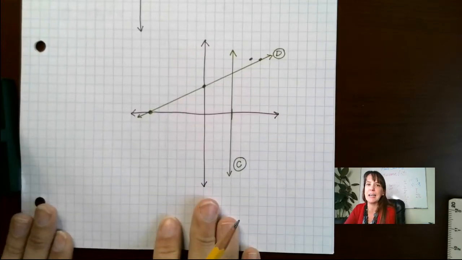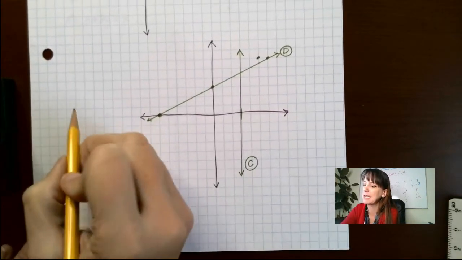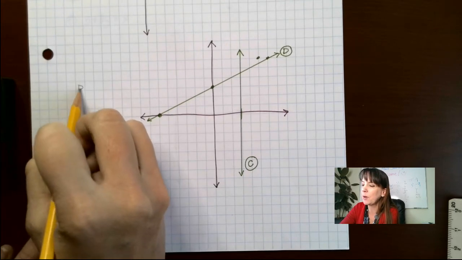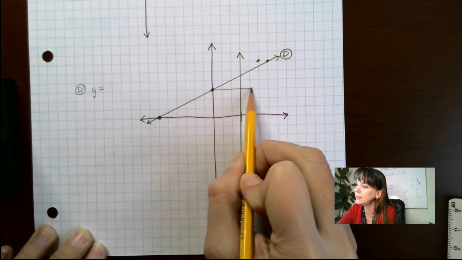Now let's take a look at these guys here. Ignore my accidental mark there. All right, let's talk about D first. So D, we want to do y equals, and we need our slope. So here's a triangle here.